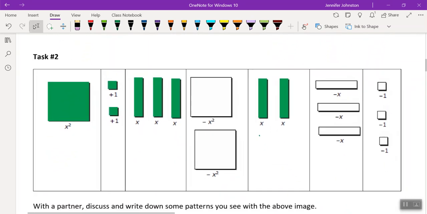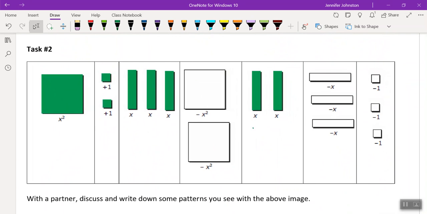For your next task with a partner, if we were in class, you would discuss and write down some patterns that you see in the above images. Your patterns might be that the big squares are the x squares. You might see some patterns that there's the little 1 units, or the longer ones might all match, or these are all negative. We can even talk about that there's only 1 x squared here, 2 values of 1, so 1 plus 1 is 2. This would give us 1x plus 1x plus 1x is 3 x's.